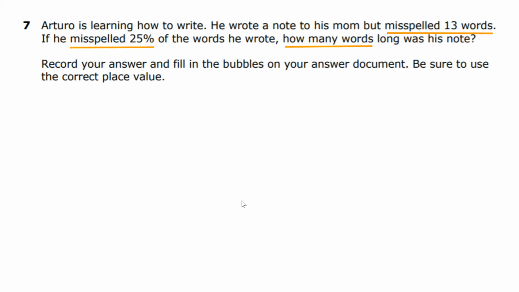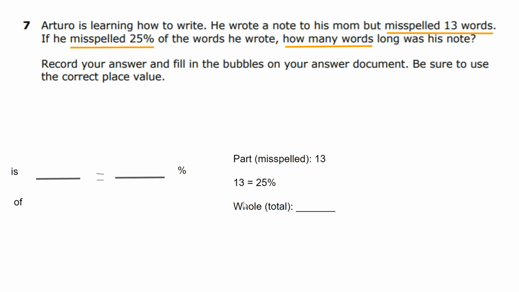He misspelled 13 words, which is 25%. How many words long is the note? Is over of equals percent over 100. The part that is misspelled is 13. We know that 13 is 25%. So what is the total?